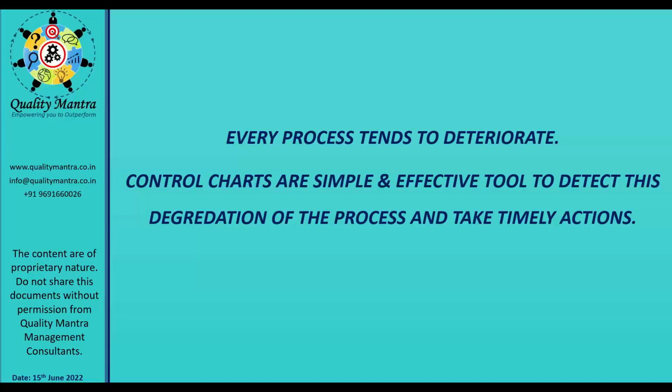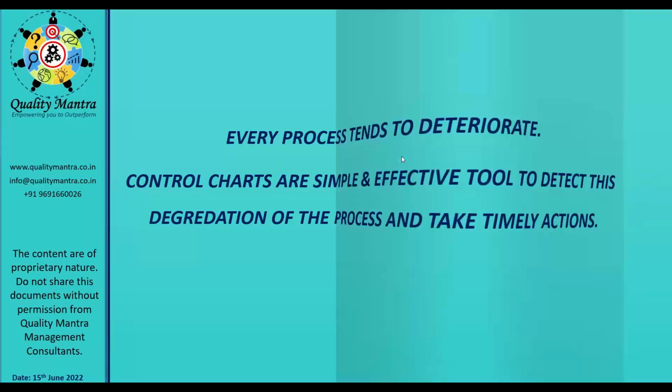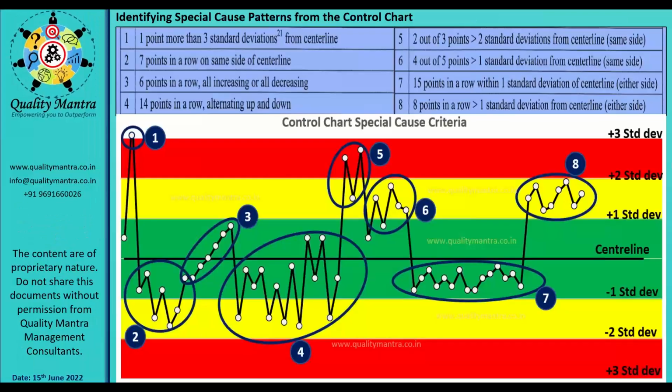every process tends to deteriorate. Every process tends to deteriorate, and control charts are a simple and effective tool to monitor the degradation of the process, or detect the degradation of the process, and take timely action. Then we have taken an example, and we have seen how we can make an IMR chart, that is individual moving range chart.